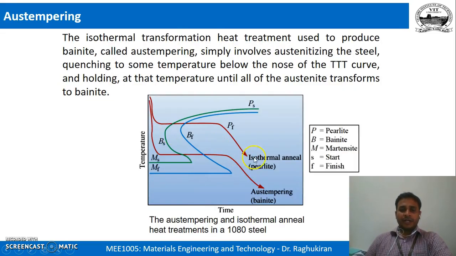Having understood spheroidization, now we have another heat treatment process which is called austempering. Austempering is nothing but, you have the material and you want to transform the austenite, so that instead of ferrite and cementite, you want to get bainite.